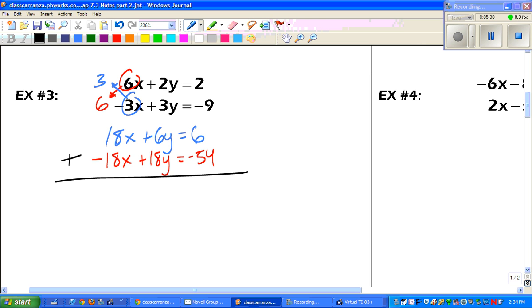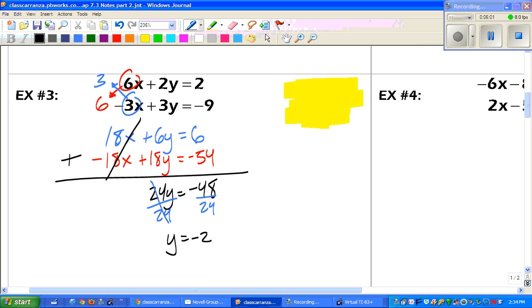So 18x minus 18x, those actually cancel. 6 plus 18 gives us 24y, and 6 minus 54 gives us negative 48. To get the y by itself, we divide by 24, and we get y equals negative 2. Okay, so for this one, we're actually going to have an answer, or an exact point, and we know that y equals negative 2.